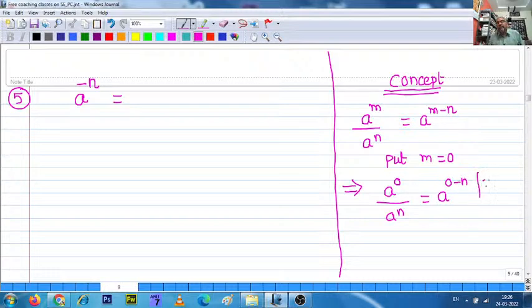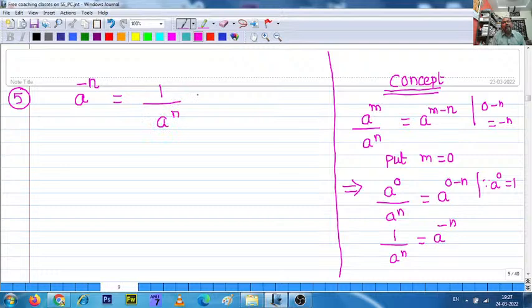As we discussed yesterday, a to the power of 0 is equal to 1. Instead of a to the power of 0, we can write 1. So 1 upon a to the power of n is equal to a to the power of 0 minus n, that is, a to the power of minus n. So a to the power of minus n is equal to 1 upon a to the power of n, where n is greater than 0, which means n is a positive real number. I hope it's very clear to you.